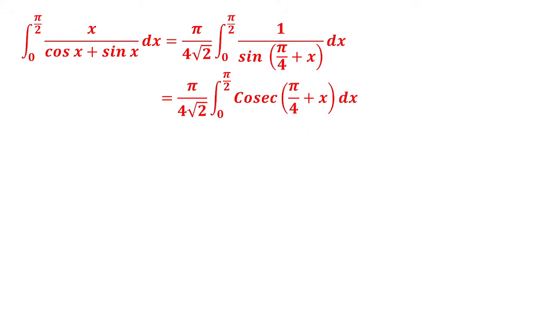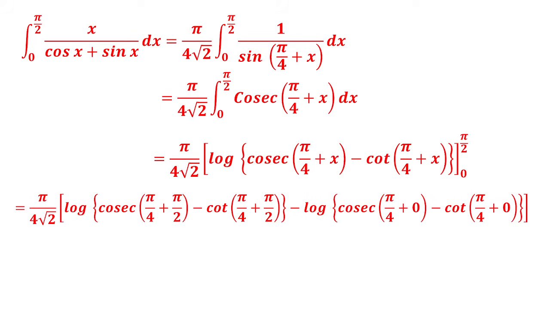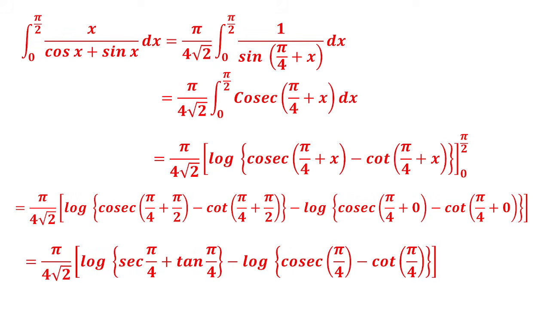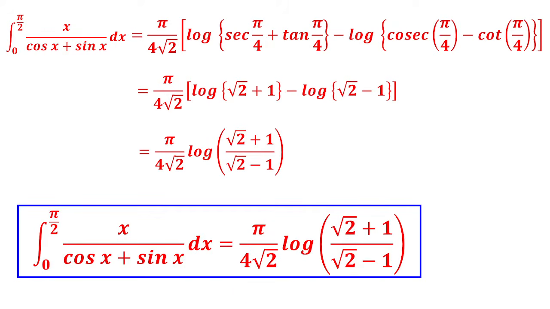1 by sin is cosecant. Now what is the formula for cosecant? Log of cosecant minus cot. Now I am substituting the upper limit minus lower limit. Whenever you are doing it, please be careful. Pi by 2 plus pi by 4 goes to the second quadrant. Cosecant is positive, cot is negative. So it will become plus, cot will become tan, cosecant will become secant. There is no problem in the second one. It is only pi by 4 plus 0 and pi by 4 plus 0. So no issue. Okay, now I am substituting the values for secant pi by 4 and tan pi by 4, cosecant pi by 4 and cot pi by 4. And I am simply giving the final answer like this.